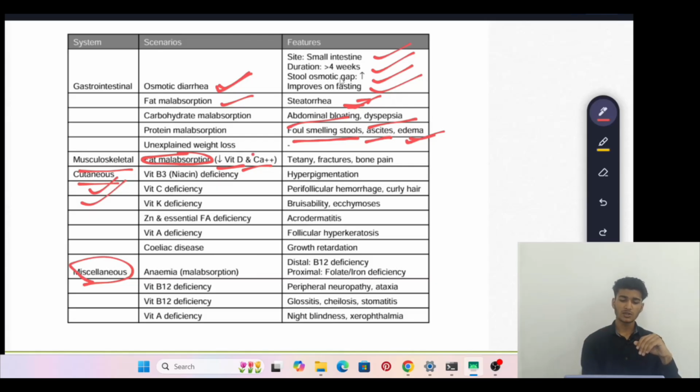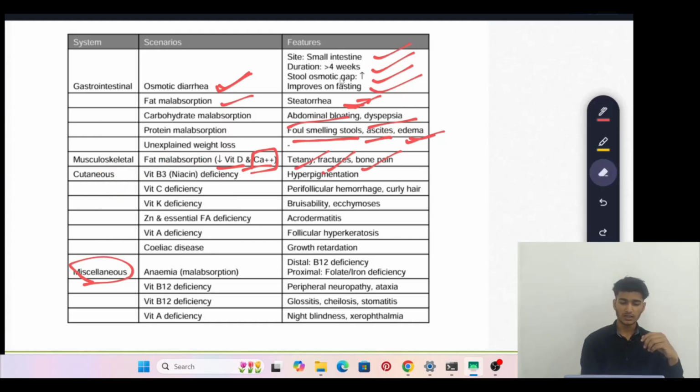And why is the calcium not getting absorbed? The fat which is malabsorbed will stay inside the small intestine and bind with the calcium atoms and form soaps. This process is known as saponification. Now, if soaps are formed, eventually the calcium will be unable to get into the blood, and it will lead to tetany, fractures, bone pain, as well as osteoporosis because there is calcium deficiency.